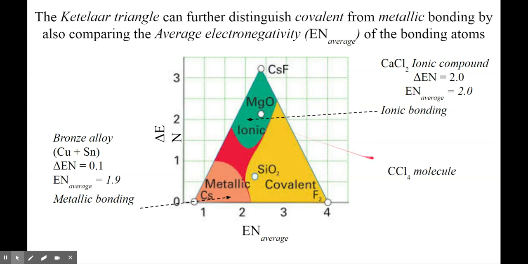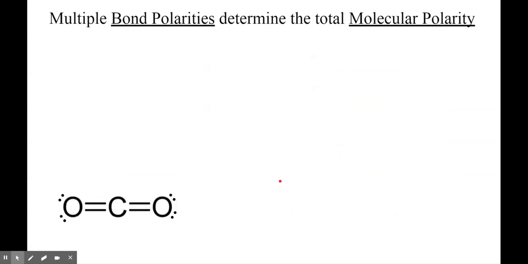And finally, CCl4, 2 nonmetals, we would predict covalent anyway, but they have a difference of 0.5, an average of 2.8, and that would put it right here, right in this covalent section. So again, if we know the electronegativities, it can help us distinguish whether the bonding is going to be covalent, metallic, or ionic.